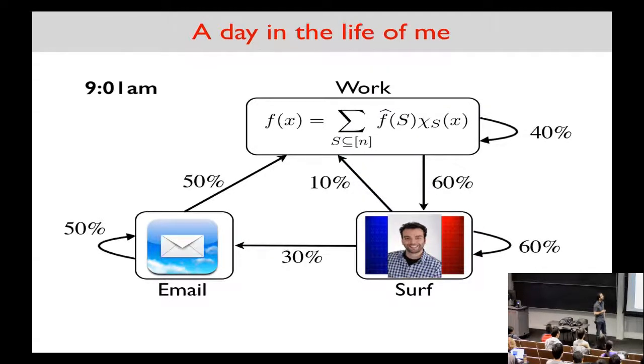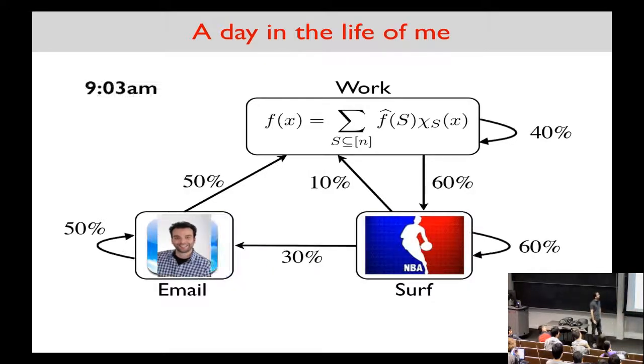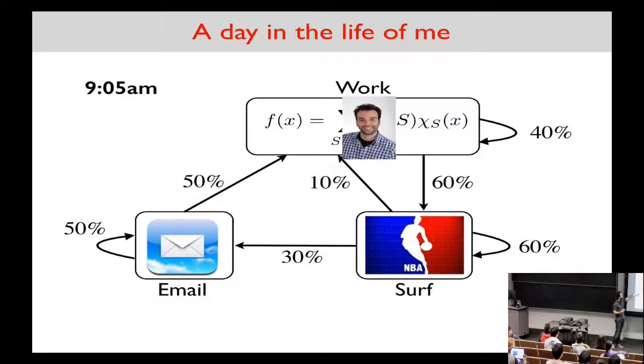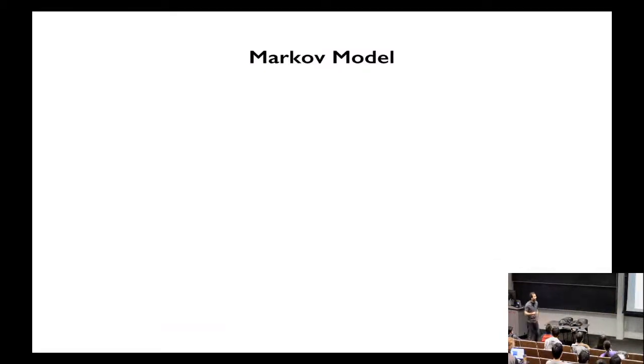So maybe at 9:01, I will be at surf because 60% chance I was going to go to surf. At 9:02, maybe I stay in surf because I have 60% chance staying in surf. Maybe at 9:03, I go to email. Maybe 9:04, I stay in email. And then maybe 9:05, I come back to work. Okay, so that's my typical morning.